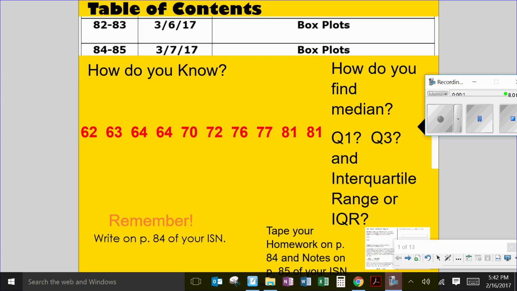How do you find the median? Q1 or quartile 1, which is the median of the lower half, Q3, which is the median of the upper half, and the interquartile range, or the difference between Q1 and Q3.